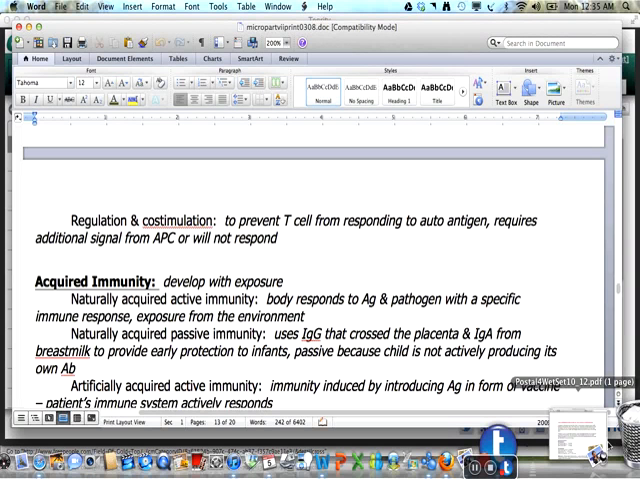This is Micro Unit 7, Part D of the lecture.